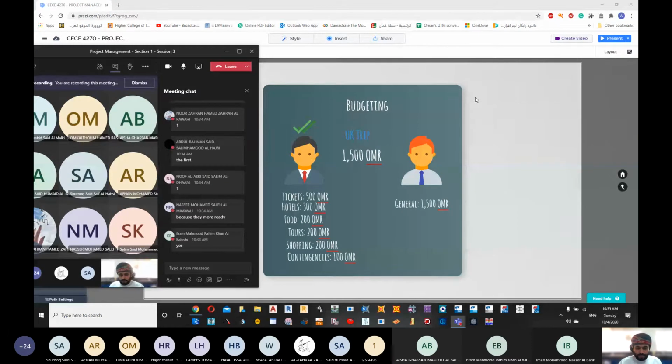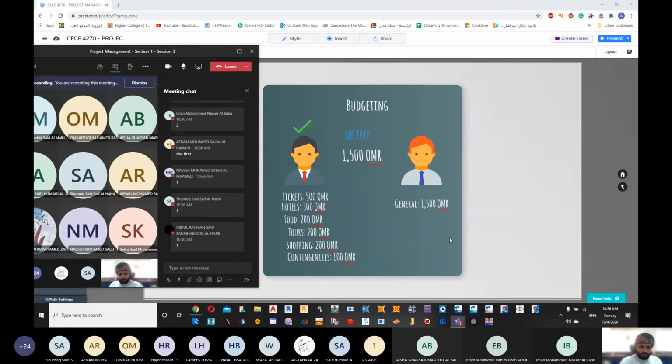We have two scenarios. Scenario number one, the person said, okay, I'm going to take the 1,500. The second person said, out of the 1,500, I'm going to keep 500 for the tickets, 300 for the hotels, 200 for the food, 200 for the tours, 200 for the shopping. I'm going to keep another 100 for the emergency case. Which one do you think will not have an issue? Is it the person who has divided his cost, or is it the person who was general only?